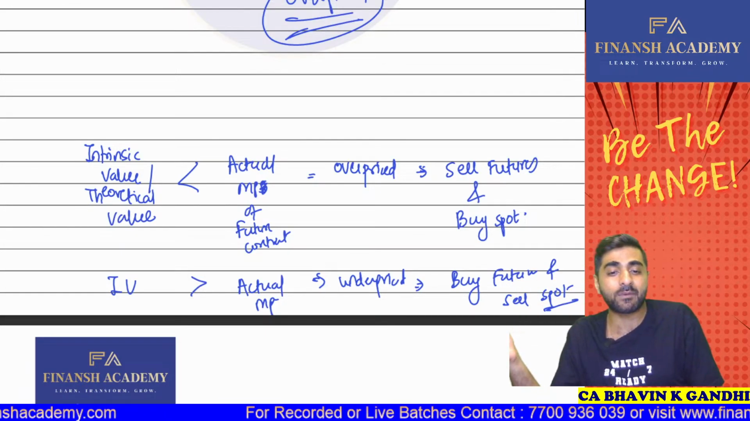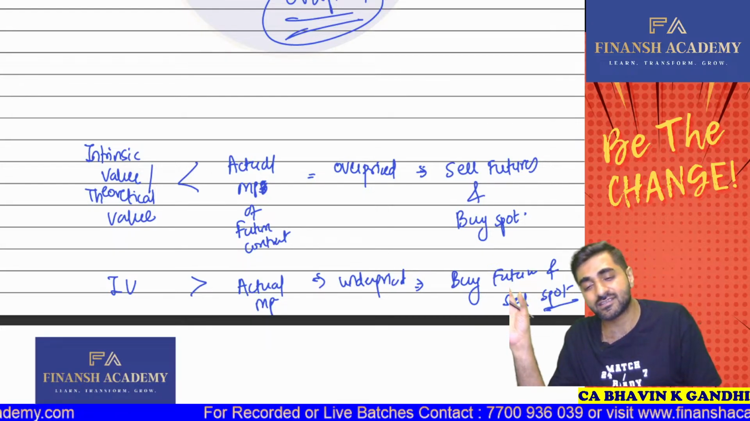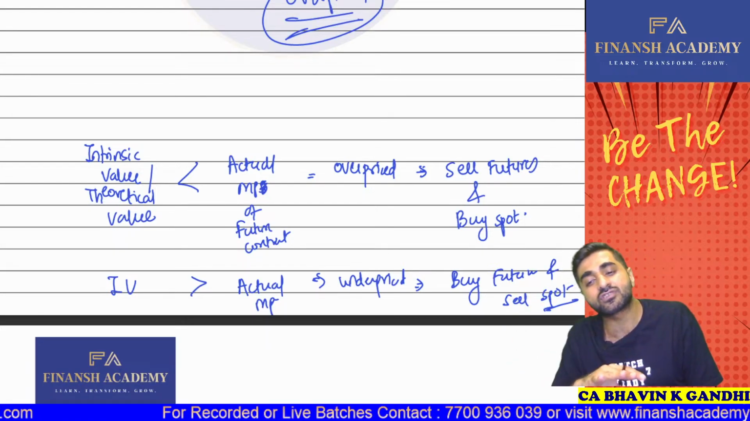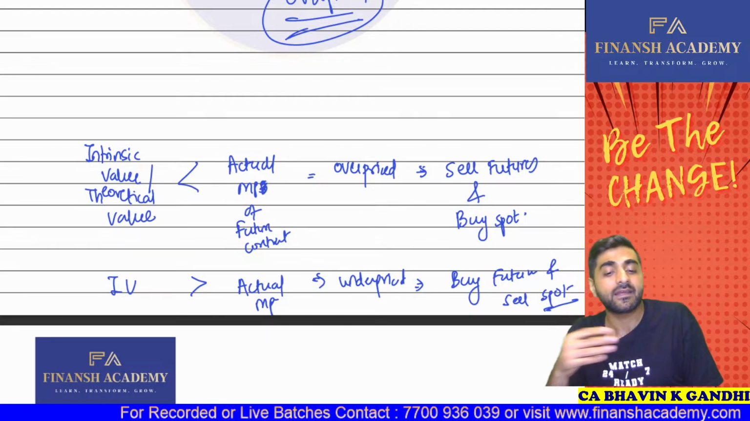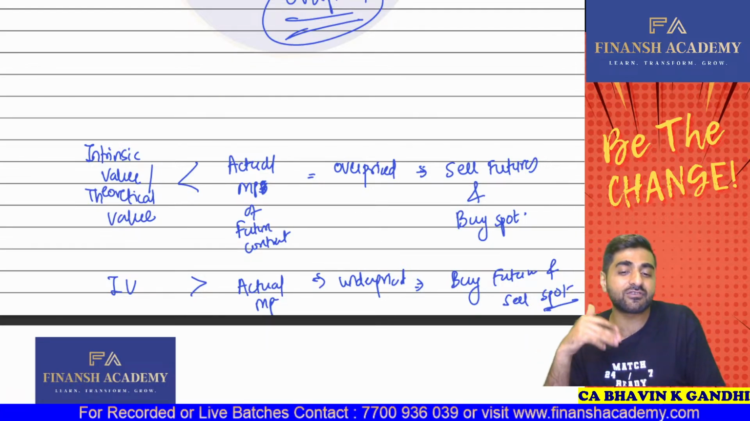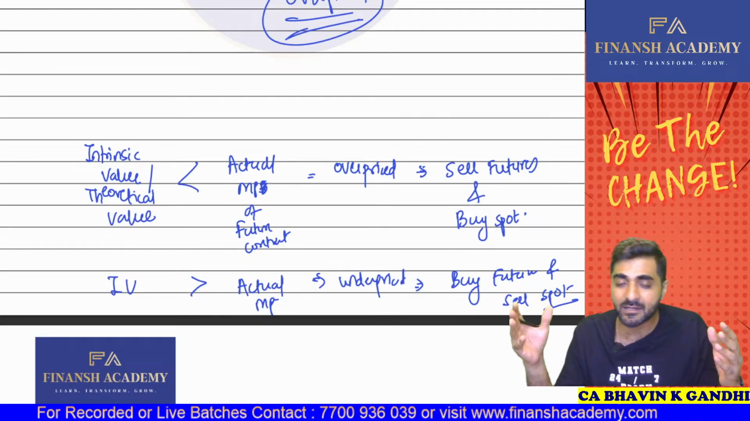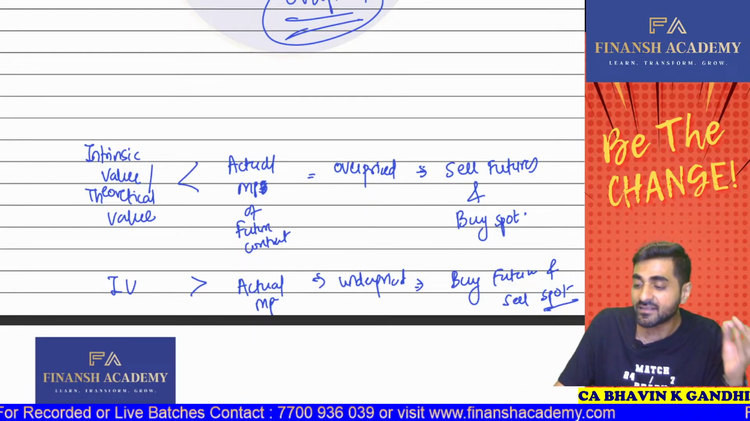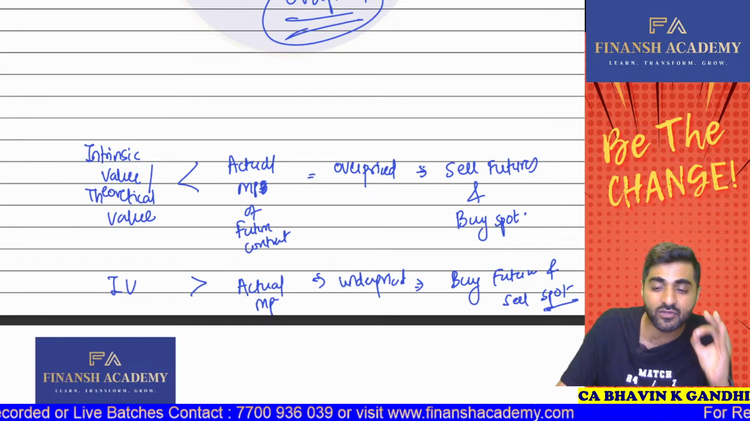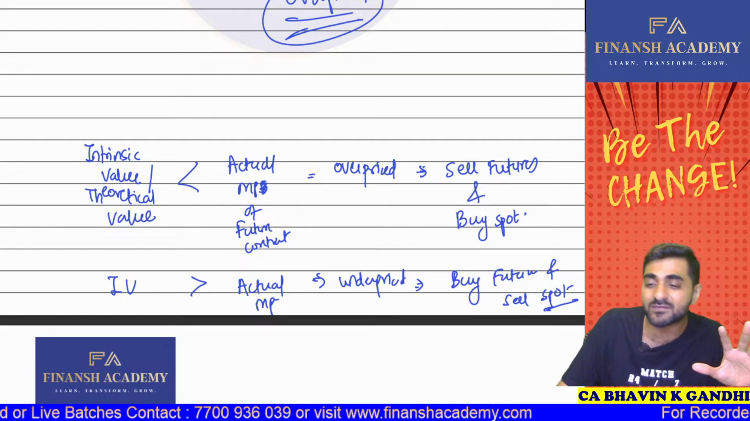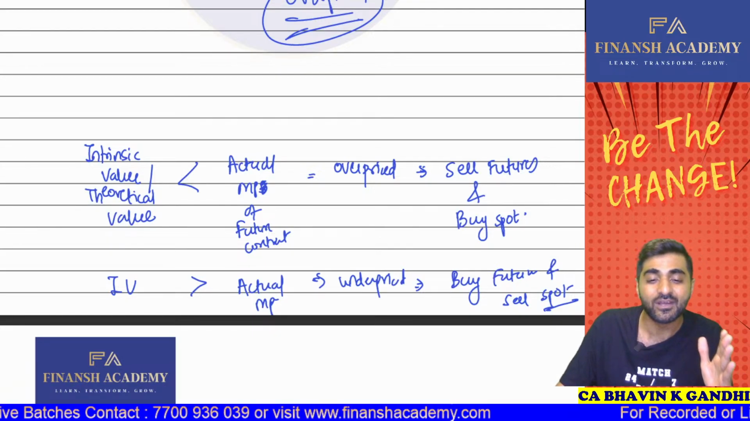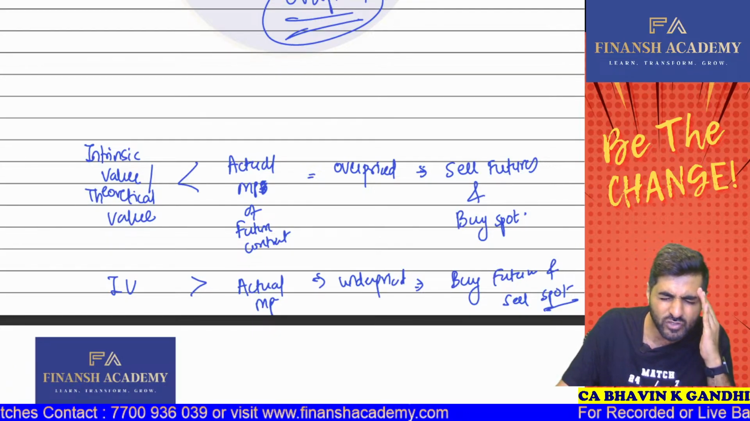So if it's an overpriced contract, what do we do? We'll sell futures and immediately take a buy position in the spot market. And if the intrinsic value is greater than the actual market price, then it's underpriced. So we'll be buying futures, and then, my dear students, we'll be selling spot. This is something we are going to do when we deal with future contracts.